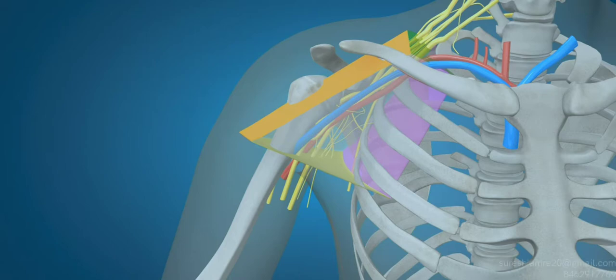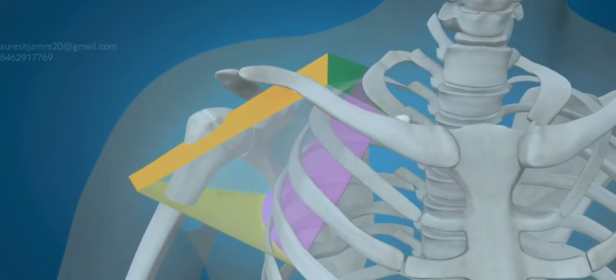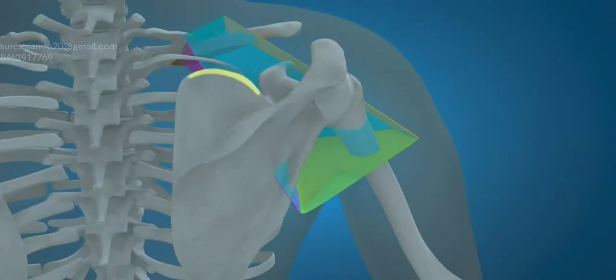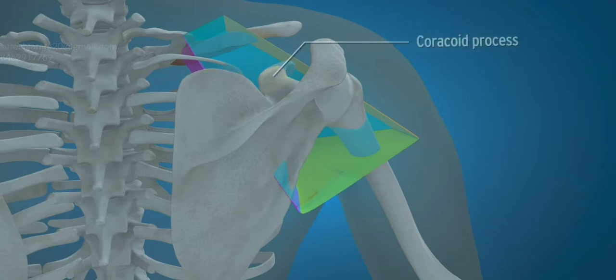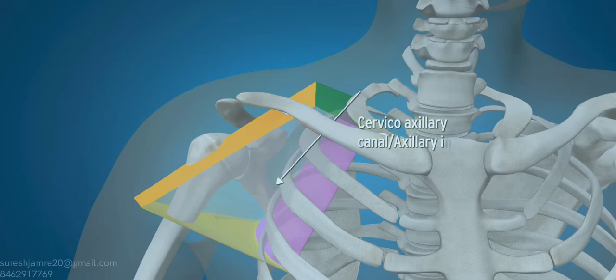It is in the form of a triangular interval which is bounded anteriorly by the posterior surface of the clavicle, posteriorly by the superior border of the scapula up to the coracoid process, and medially by the outer margin of the first rib. Since this triangular interval acts as a communication point between the neck and axilla, it is also called the cervico-axillary canal or axillary inlet.